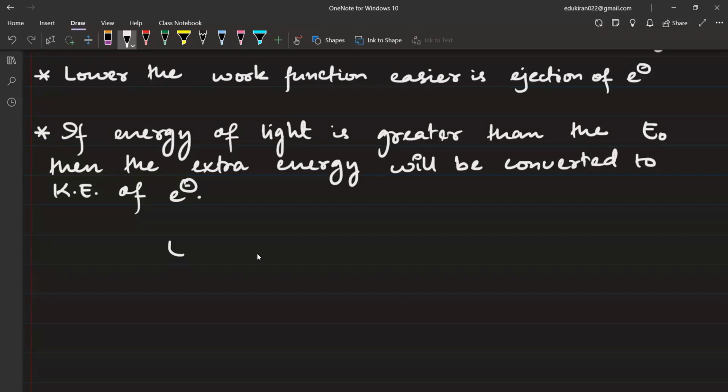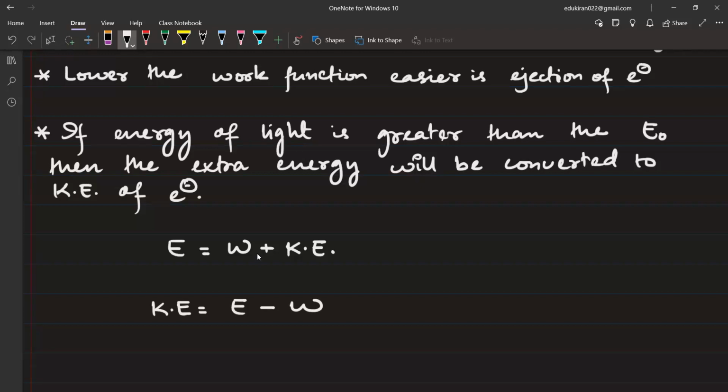Okay. So let us suppose that E is the energy that we are giving. Some of it will be used as work function, threshold energy, plus the rest of the energy will be used as kinetic energy. Correct, guys? Yes or no, please tell me. In order to calculate the kinetic energy of the electron that has been ejected, we can write, kinetic energy will be equal to the energy that has been given minus the work function, right?